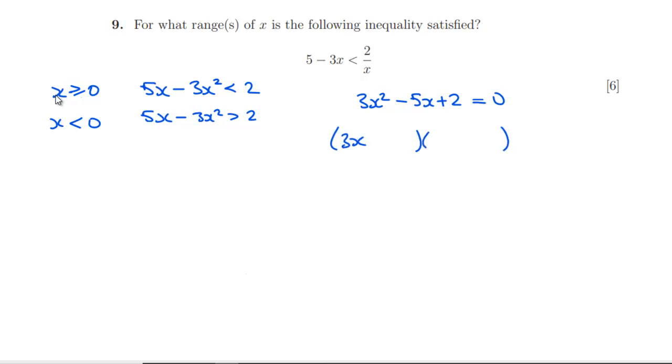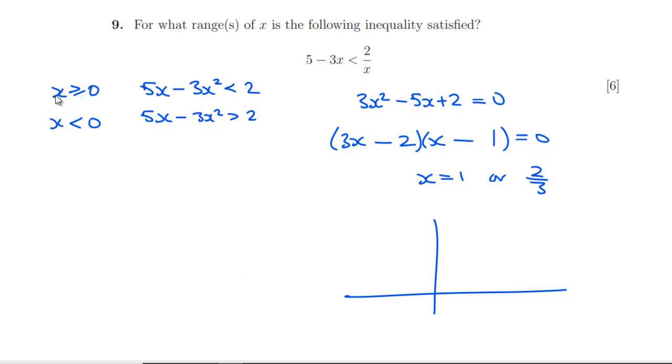Let's just have a look. So if we were doing that, we'd have to have the 2 on that side, the 1 there, and minus 2, minus 3. Yeah, that works out fine. So we got our roots at x equals 1 or x equals 2/3. So this is our quadratic then. So that's at 2/3, that's at 1.